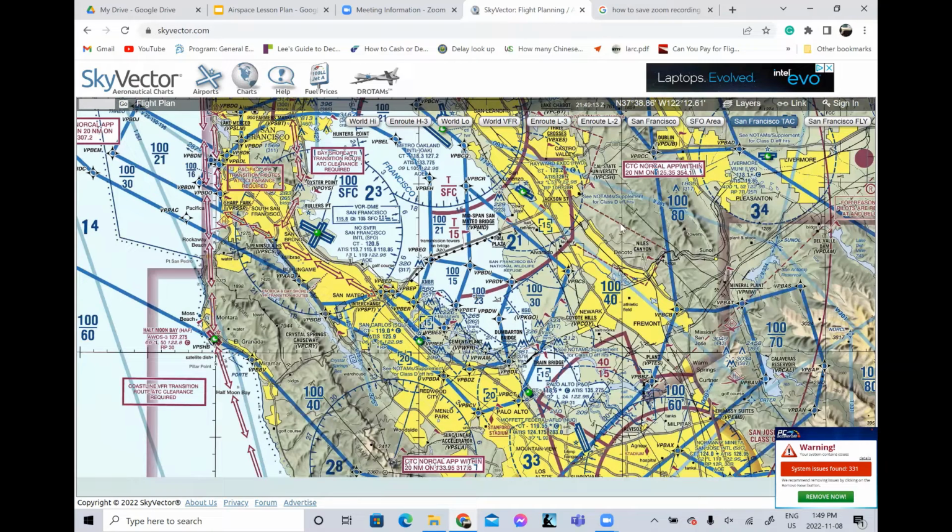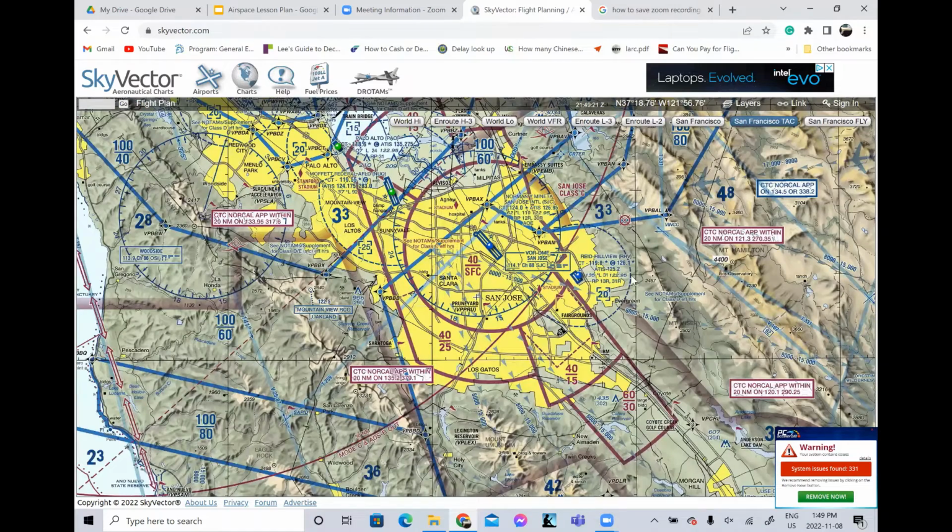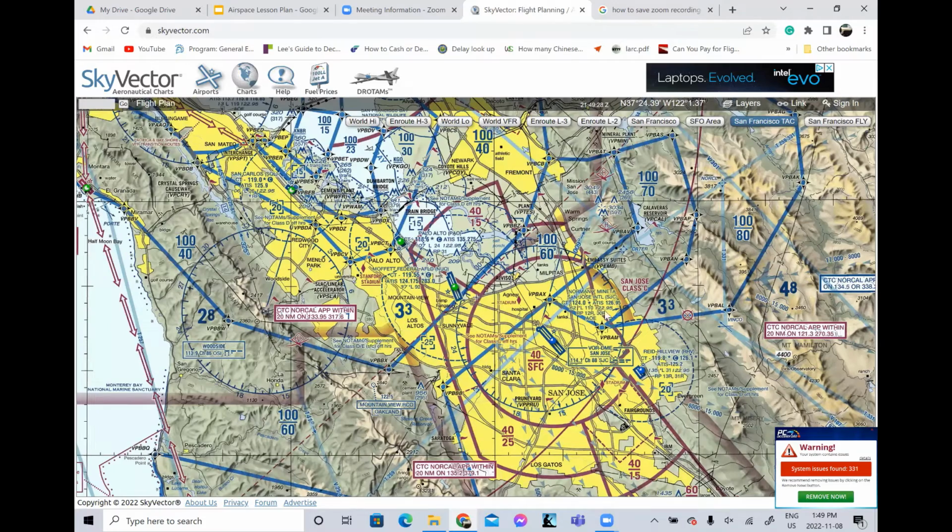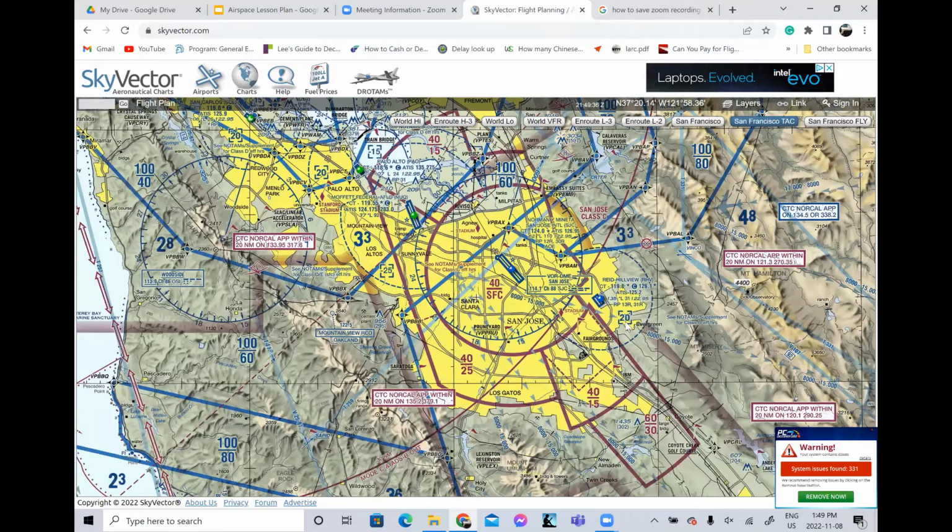All right, now let's talk about identifying class Delta. These can be identified by looking for the dashed blue circles. We have one for Palo Alto, Moffett Field, San Carlos, and Reed Hillview. And then we can look for the number in the box. If the number itself doesn't have a minus sign, it means the top altitude is included. All these numbers are indicated in hundreds of feet. So this would be surface to 2,000 feet.